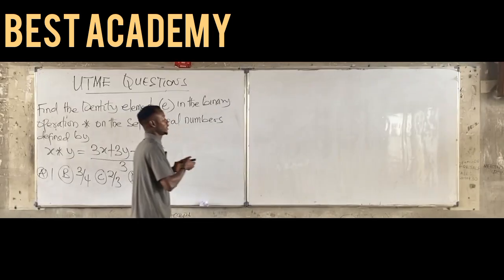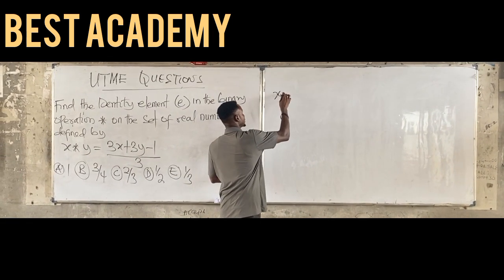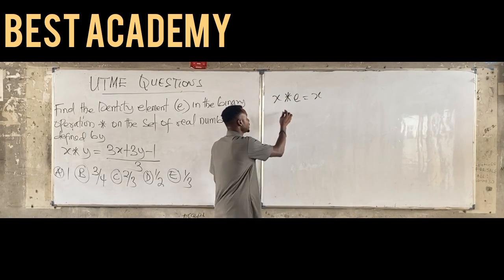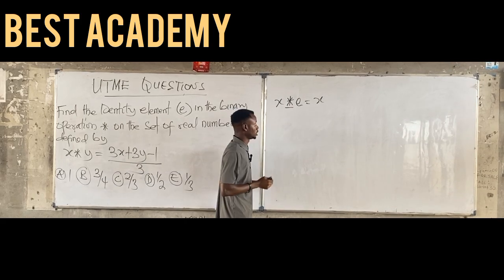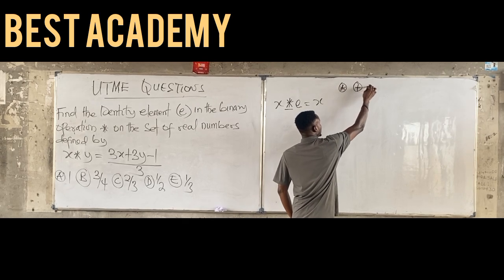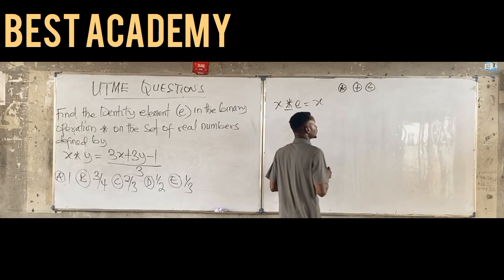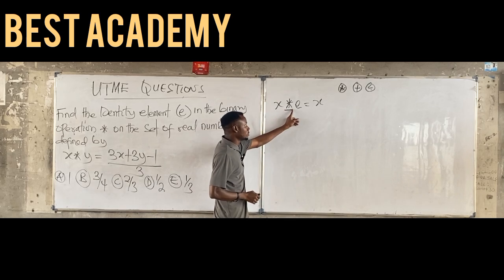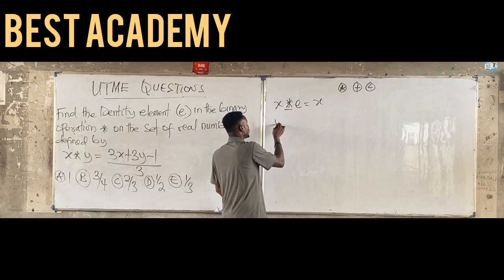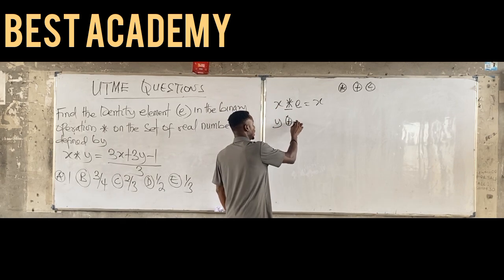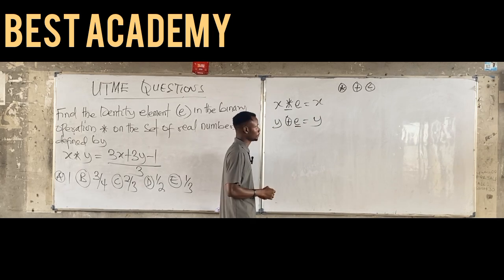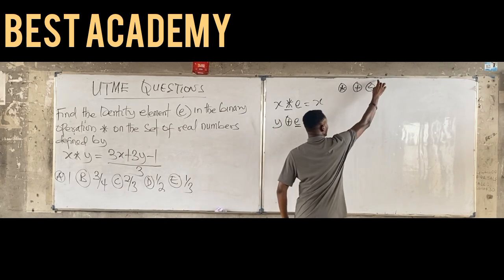They say that if I have X asterisk E is going to be X. Please take notes. Now, this asterisk here can be any symbol at all. Remember that the symbol can be maybe multiplication, maybe plus, maybe division, and all. So if I have X with the binary symbol of E, it will give us back the letter. The same thing, if I have Y with E, it will give us back Y. This is an identity. Please take note.